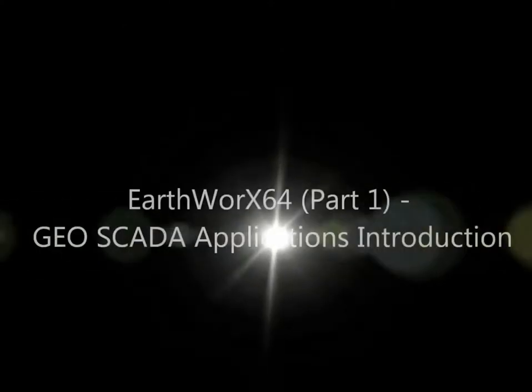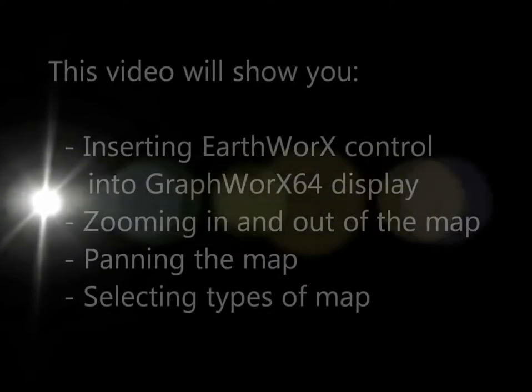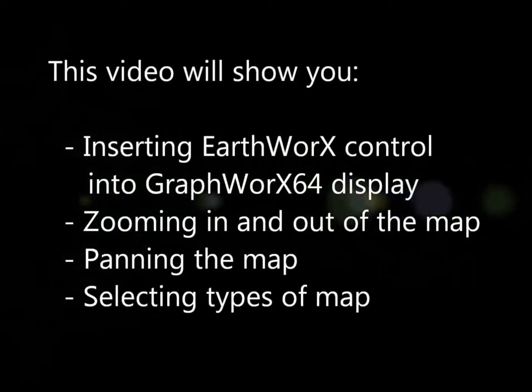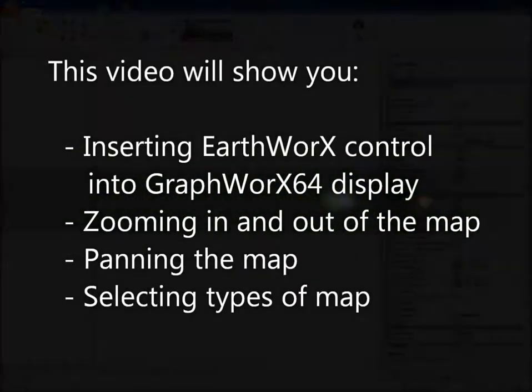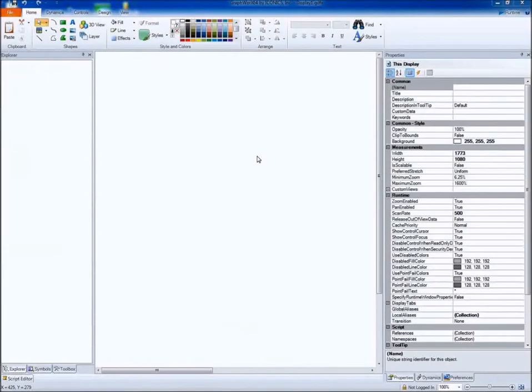This video discusses the basics of using EarthWorX controls in a GraphWorks 64 display. It will cover inserting controls, panning and zooming on the map, as well as selecting different map types. EarthWorX is a GraphWorks component which allows you to use a map inside your display to geographically locate your assets.